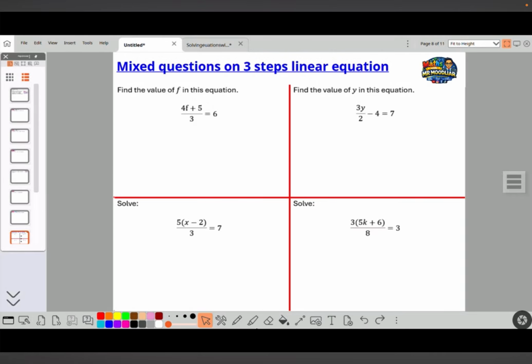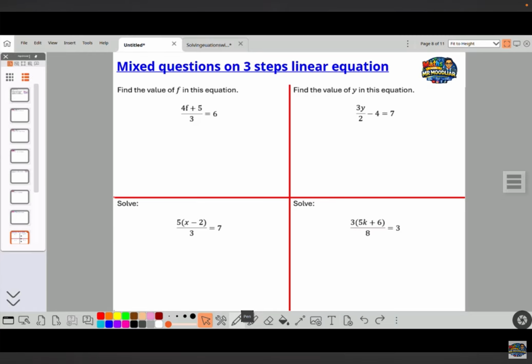In this video we have 4 questions. Question 1, question 2, question 3, and question 4. The first 3 questions are all about 3-step linear equations, whereas the last one is a combination of 2, 3, or maybe 4-step equations. So let's look at the first one. We have (4f plus 5) divided by 3 is equal to 6. To work out the value of f, we are going to solve it.